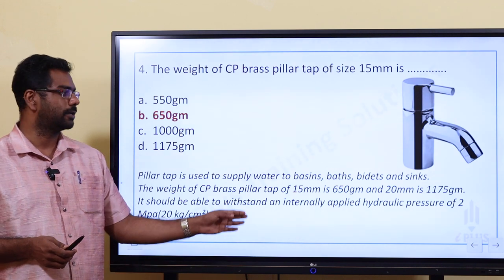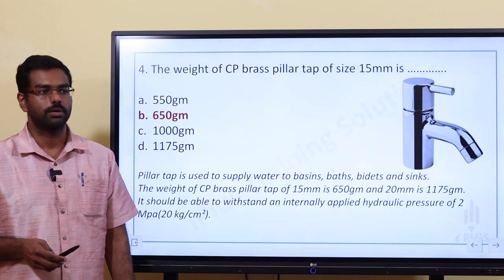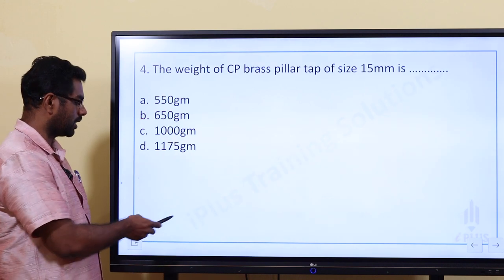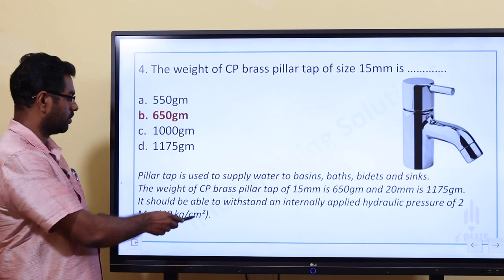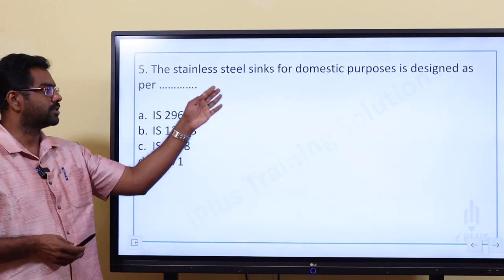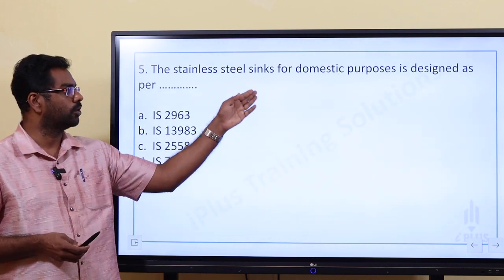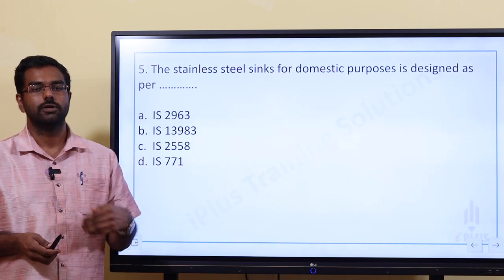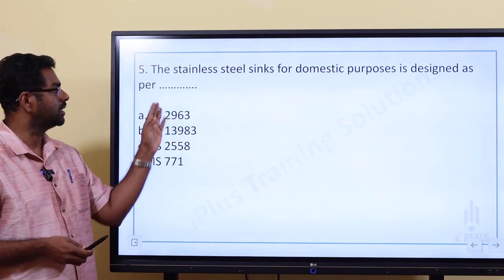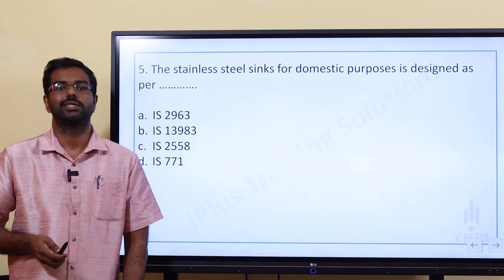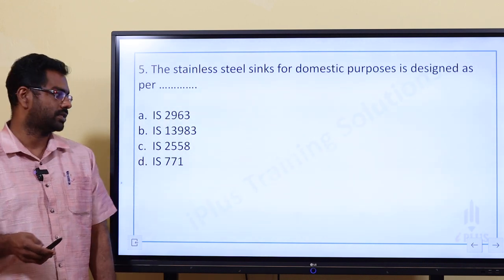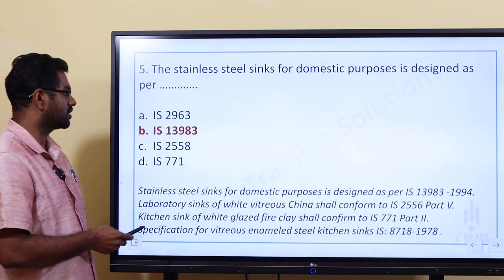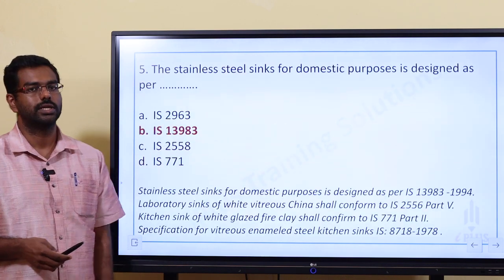Pillar taps must have the capacity to withstand a hydraulic pressure of 2 MPa, or 20 kg/cm². Next question: the stainless steel sinks for domestic purpose are designed as per which IS code? The IS code for stainless steel sinks used in kitchens for domestic purposes is IS 13983.